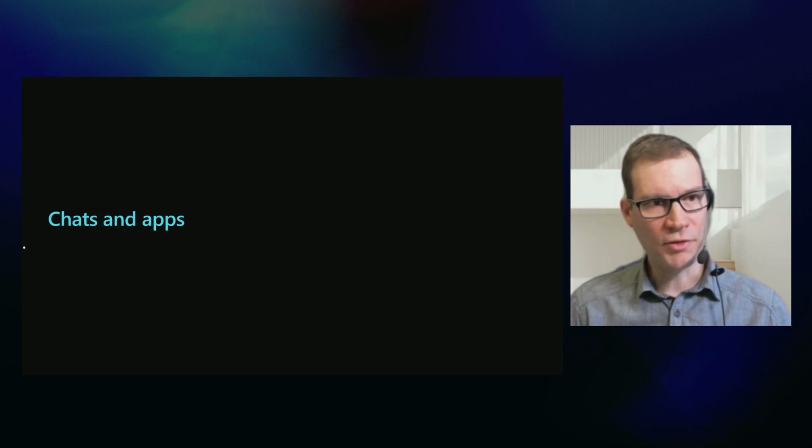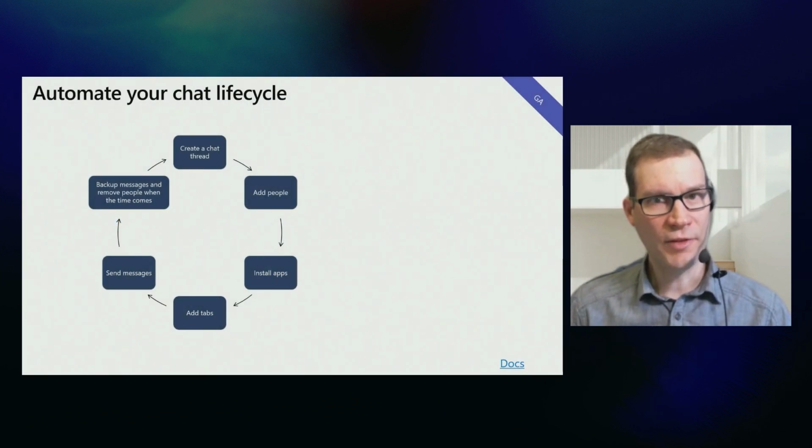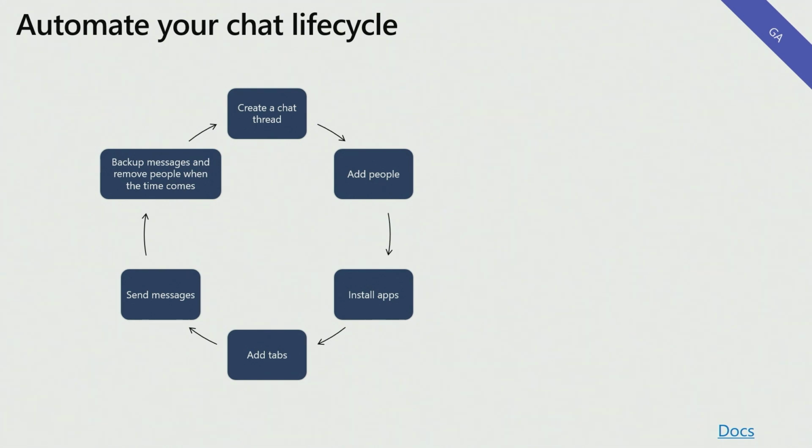Next step in our demo was to build a chat. We have a full set of APIs for managing your chat lifecycles. These are relatively new APIs that join our existing channel APIs for doing similar things. So you can now create a chat thread, add users to that chat thread, install apps and tabs into your chat thread, send messages to your chat thread. And then when the time comes, you can read those messages out again, store them in your system of record, and move on to the next chat thread.